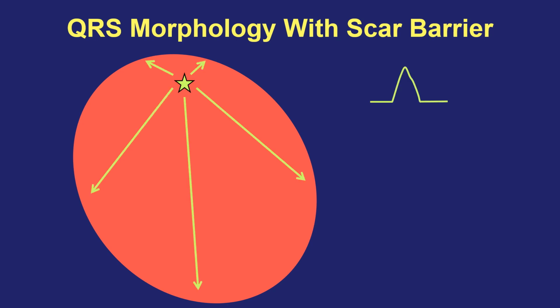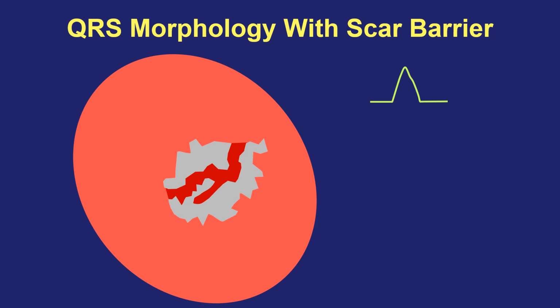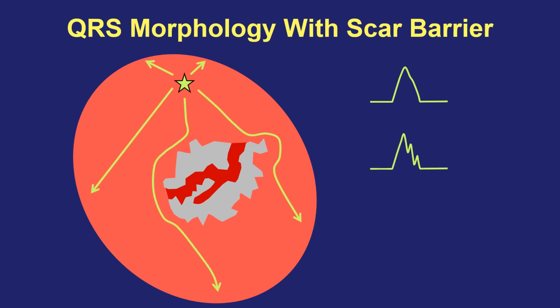Again, if you have a PVC or a pacing site from this location in normal myocardium, it'll make a QRS of a particular shape. However, if you throw a scar barrier into the mix and you pace from that normal myocardial site, now your wavefronts are going to have to travel around that barrier, and that will make what had previously been straight lines of propagation into propagation wavefronts that change the vector during the QRS, and that can result in fractionation or jaggedness of the upstroke or the downstroke of the QRS.